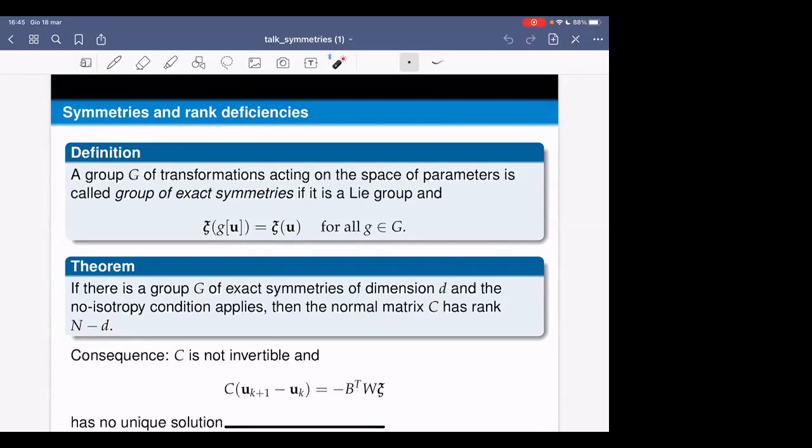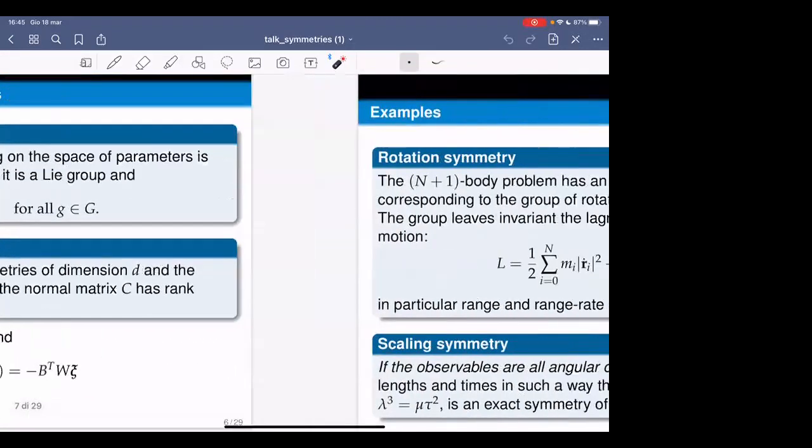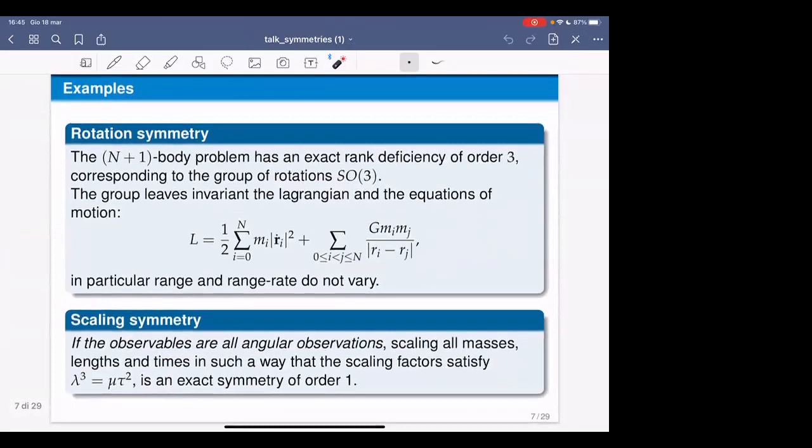The immediate consequence is that C is not invertible, and so the linear system of each step of the differential corrections has no unique solution. And this is a problem if you want to perform orbit determination. You understand this very clearly. But let me give you a few examples of exact symmetries.